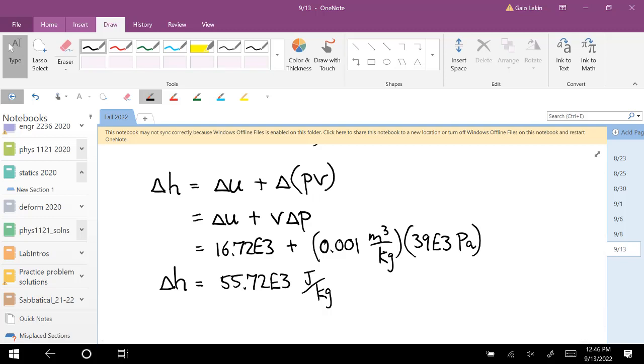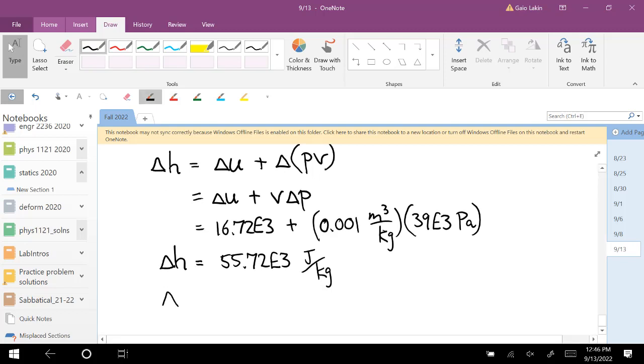That's the specific change in enthalpy. We want the actual change in enthalpy, so we multiply that by 2 kilograms. So 111.44 times 10 to the third, and this is in joules.